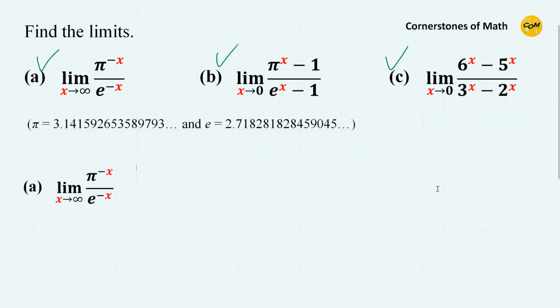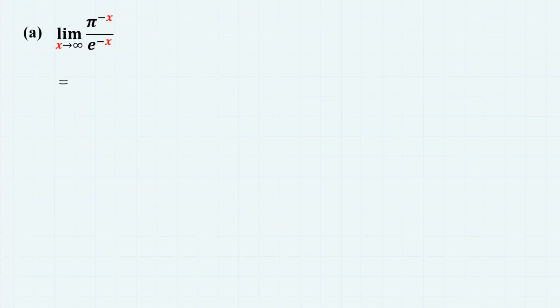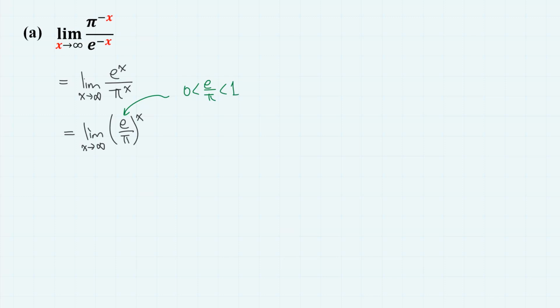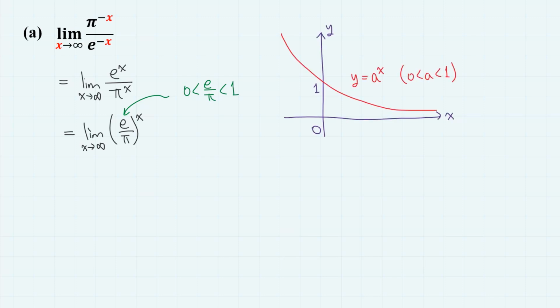So the first one. Here we can just change the expression into the limit of e to the power of x divided by pi to the power of x. So the limit of e over pi to the power of x, and here this e over pi is greater than 0 and less than 1. And you might have learned about the graphs of exponential functions that when the base is between 0 and 1, the graph approaches 0 as x becomes infinitely large. Therefore, the limit is 0.